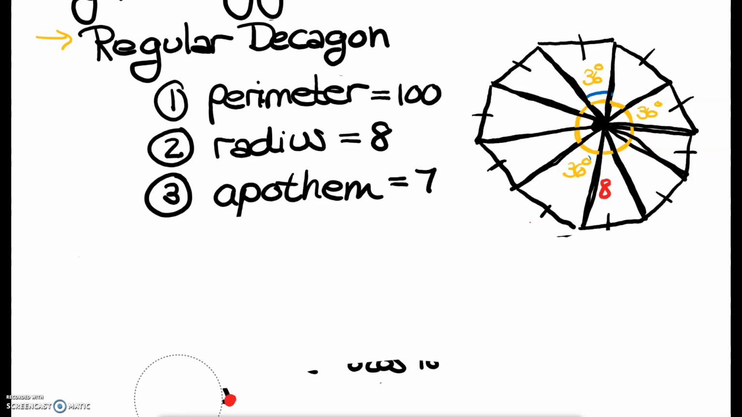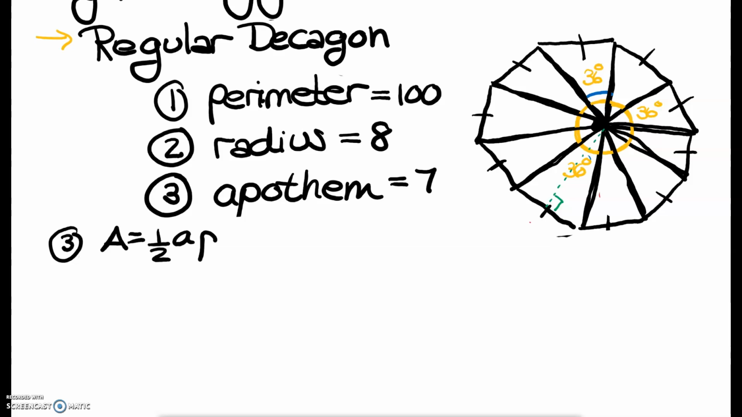So in my picture, where would the apothem be? Well, let's get rid of the 8. The apothem is going to be from the center to the side, and it's going to hit the side at a right angle. So again, I am going to use A equals 1/2 apothem P, and I know my apothem is 7.